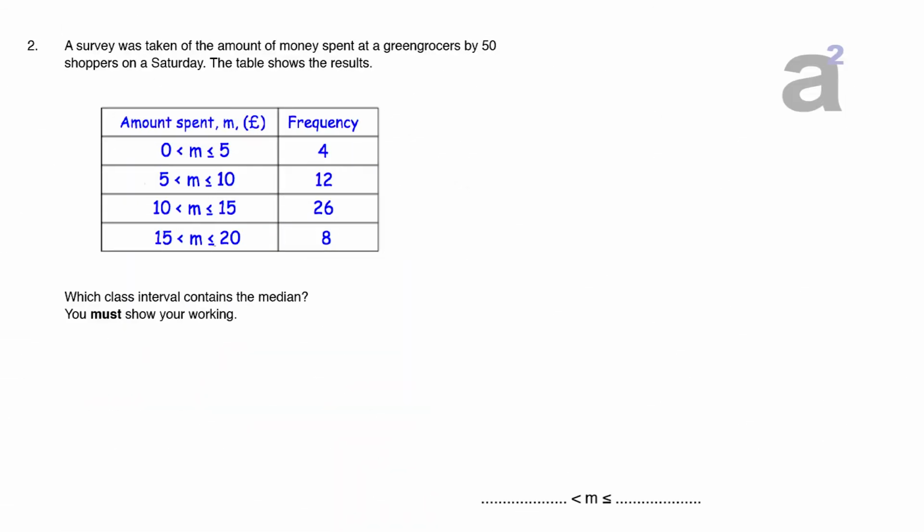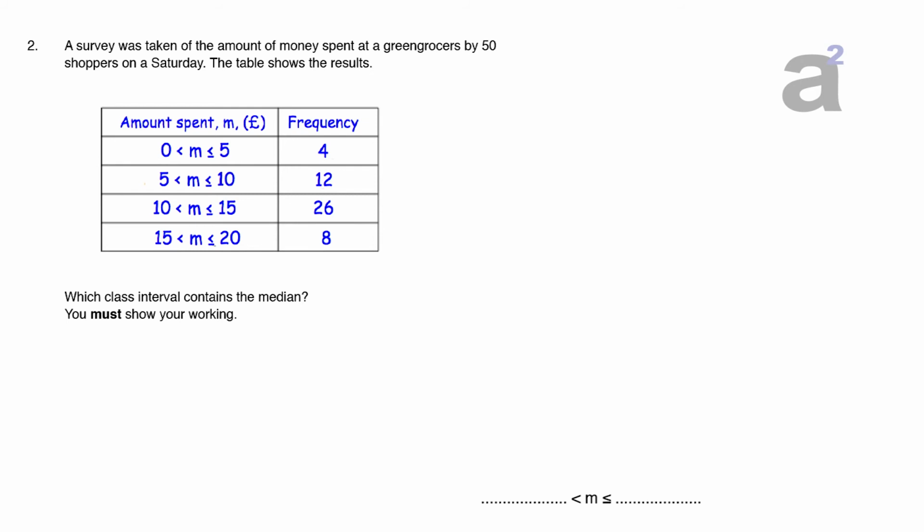See the second question. A survey was taken of the amount of money spent at a greengrocer's by 50 shoppers on a Saturday. The table shows the results. Here the difference is in the first column: they are not just numbers, they are groups. The first group is 0 to 5, that means between 0 and 5, up to 5. Maybe 1, 2, 3, 4, 5.